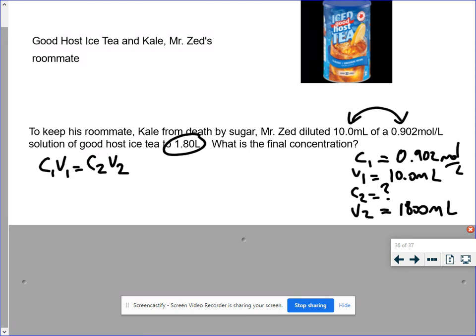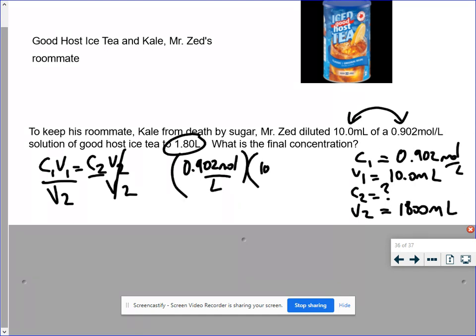Now, I just got to grab my calculator. All right. So we're trying to solve for the concentration of the second system. Let's divide both sides by V2 and plug our numbers in. The concentration of the first system is 0.902 moles per liter. The volume of the first system is 10 milliliters. The volume of the second system is 1,800 milliliters. And if you look, the milliliter on top cancels the milliliter on the bottom.